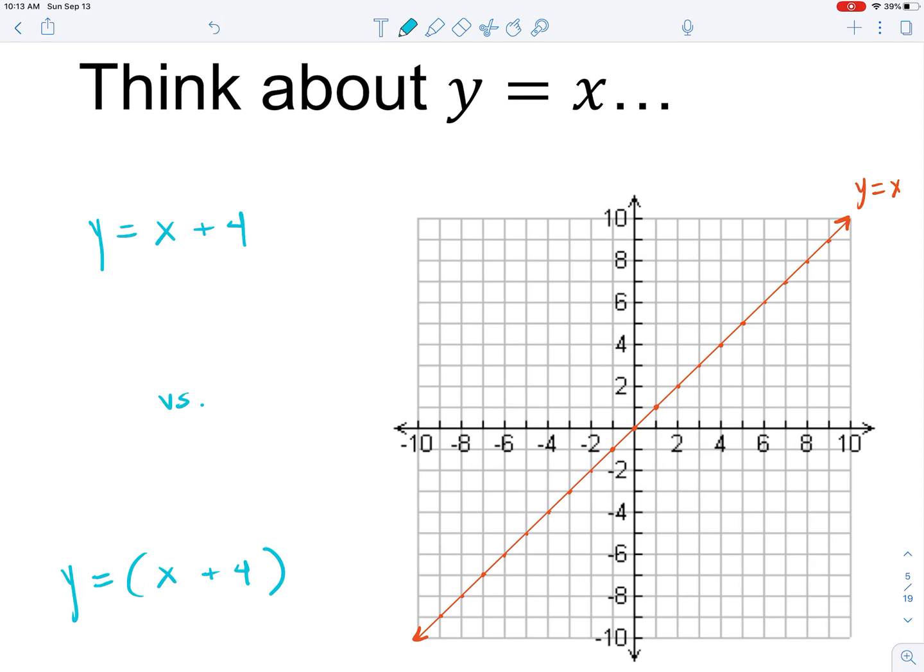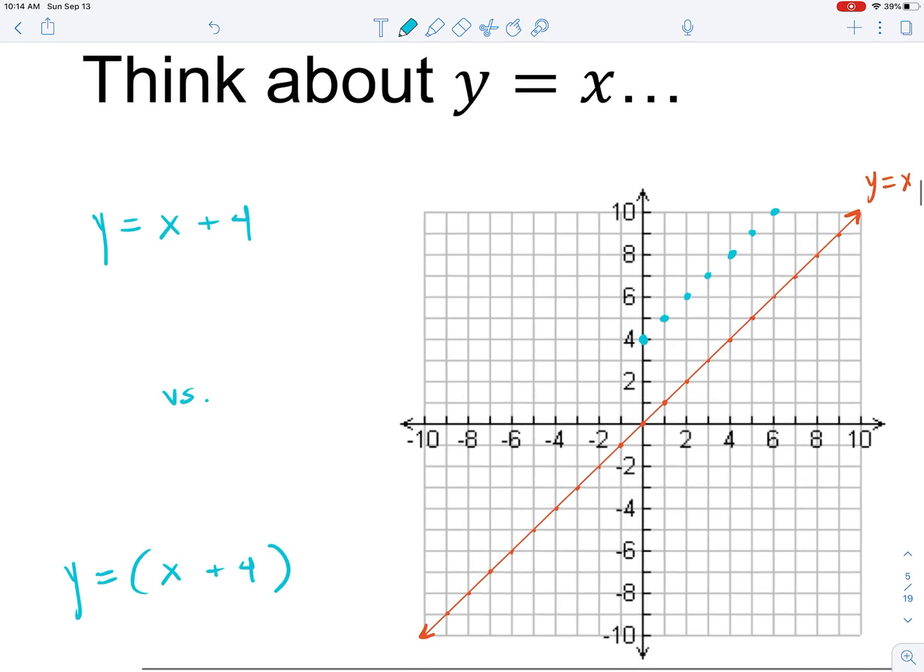So what this top equation without the parentheses represents is actually a vertical shift up 4 units, where basically we're adding 4 to each of the y coordinates. So the point that was at the origin would then be at 0, 4. The point that was at 1, 1 would be at 1, 5, and then 2, 6. We're adding 4 to each of the y coordinates of the points that we have graphed.